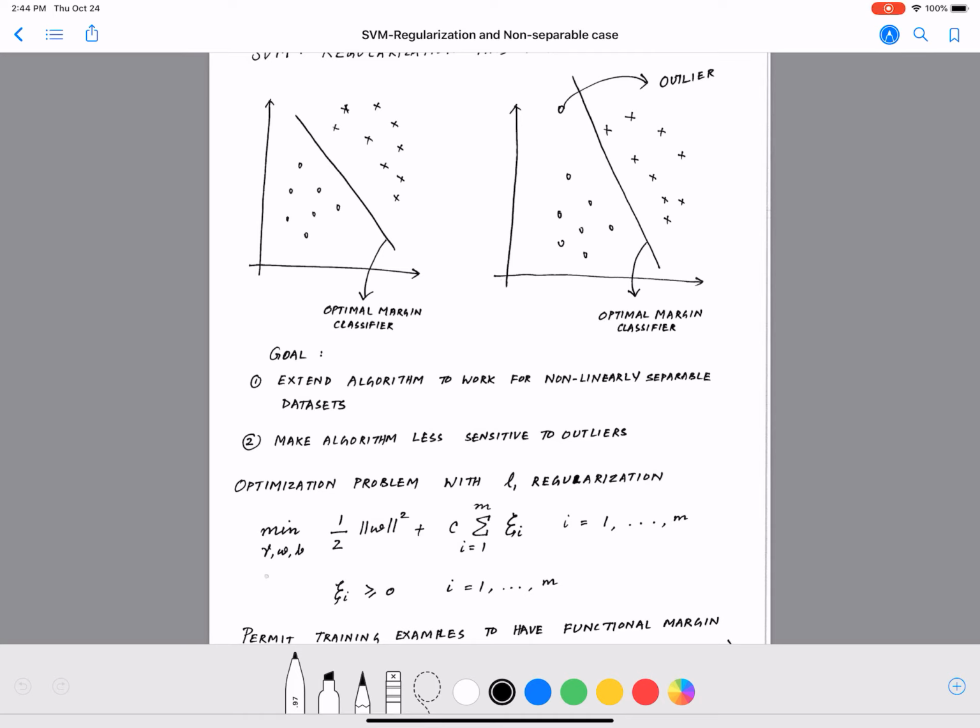And regularization helps in making the model suitable for outliers, and also regularization helps in avoiding overfitting. So we have seen regularization before when we looked at logistic regression. So we are going to see regularization again in the context of SVMs.